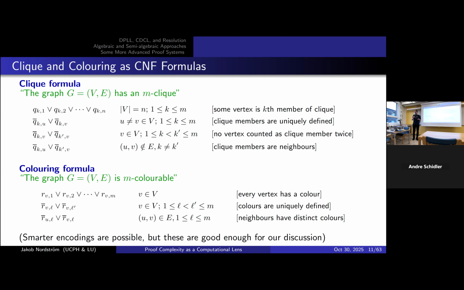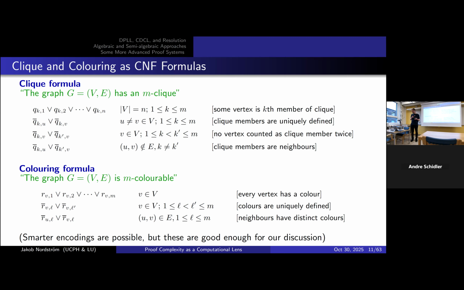I should also say that if you actually wanted to solve, say, clique with a SAT solver, you would probably not pick this encoding. There are smarter encodings out there, but these are good enough for us today to convey most of what we need to know.